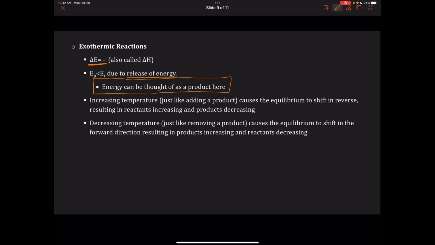And if we think of it as a product, then we have the same types of equilibrium shifts as if we were to add or remove a product. So increasing temperature is just like adding a product. It causes the equilibrium to shift in the reverse. We shift away from what we add. So it shifts in the reverse, getting more reactants, less products. So if I have an exothermic reaction, heating it is not going to be helpful. It's going to actually give me less product. If, on the other hand, I decrease my temperature, that's just like removing product. It causes the equilibrium to shift in the forward direction, resulting in products increasing and reactants decreasing.